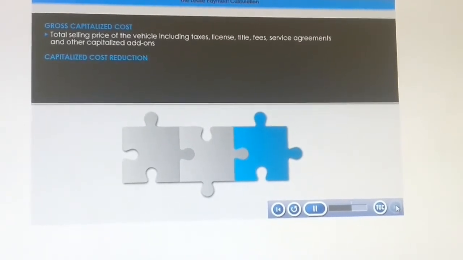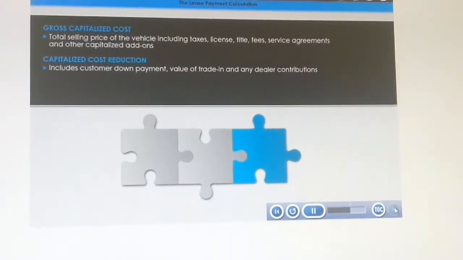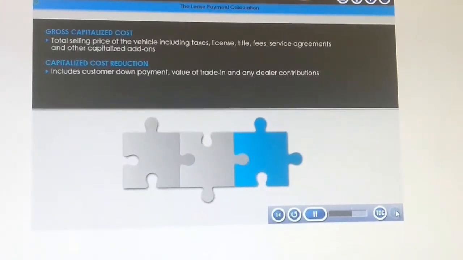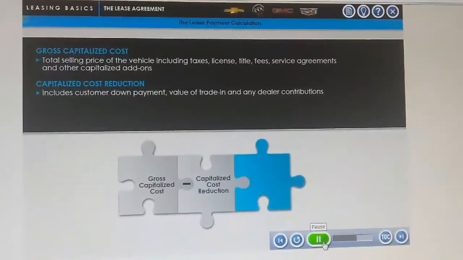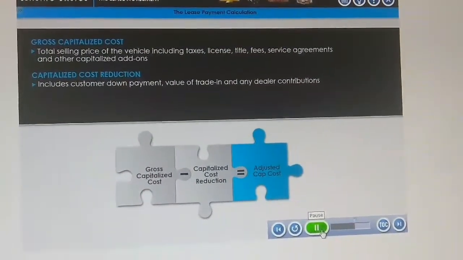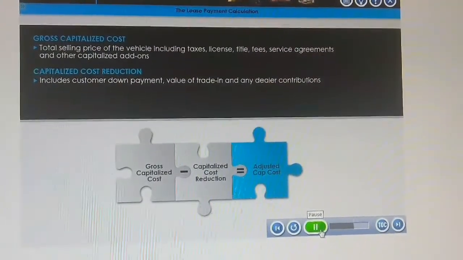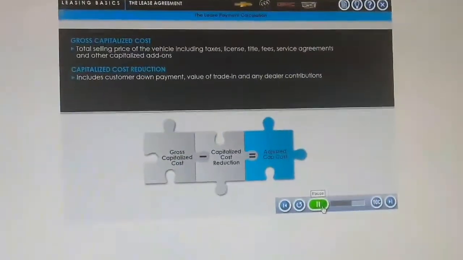Next, you need the capitalized cost reduction, which includes the customer's down payment, value of their trade-in vehicle, and any dealer contributions. The gross capitalized cost minus the capitalized cost reduction equals the adjusted cap cost, which is the agreed upon value of the vehicle at the beginning of the lease.